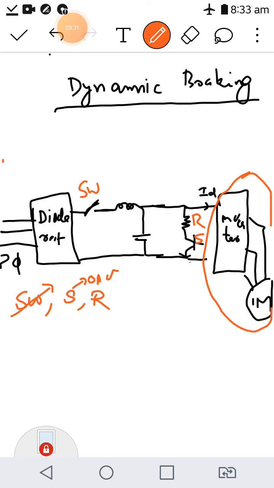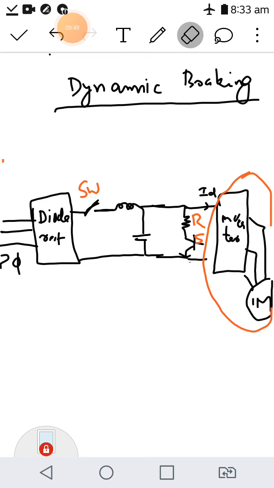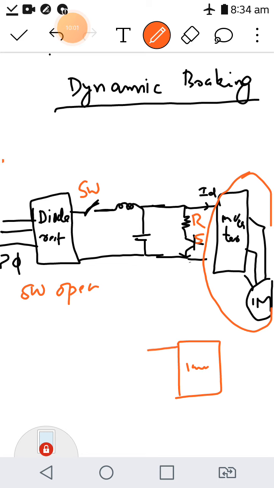Now during the braking operation, the machine acts as a generator. Power has to feed back to source, or power flow reverses. It's not feeding to source in dynamic braking. Power flow has to reverse. So during that process, the switch SW is open. When the switch SW opens, you have this inverter, then this R and S switch, and the capacitor, and this part is open, it is not connected.